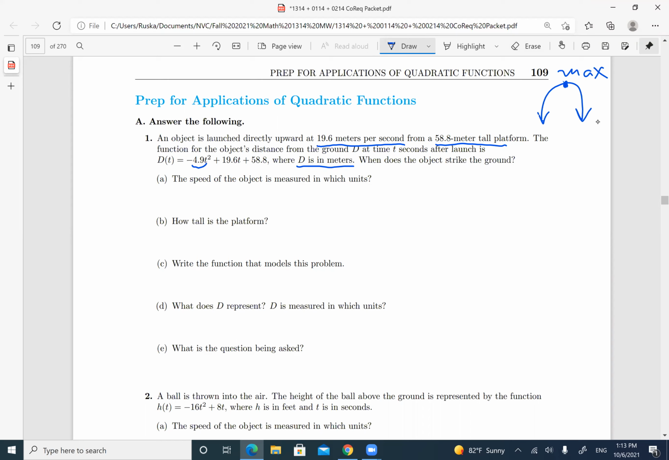The speed of the object is measured in, what is the unit for the speed? Meters. Meters is distance. Meters per second is speed, okay? So the speed is how many meters per second. How tall is the platform? So the platform where it throws, how tall it is. It says here, from a 58.8 meter tall platform, right? So the platform is 58.8 meters tall, okay?